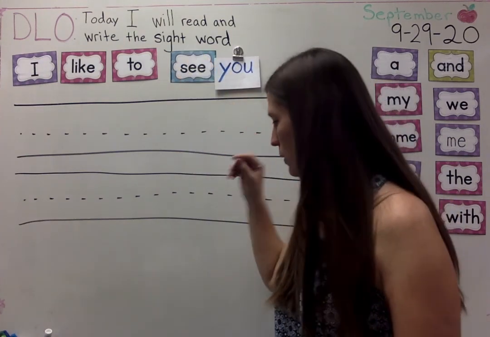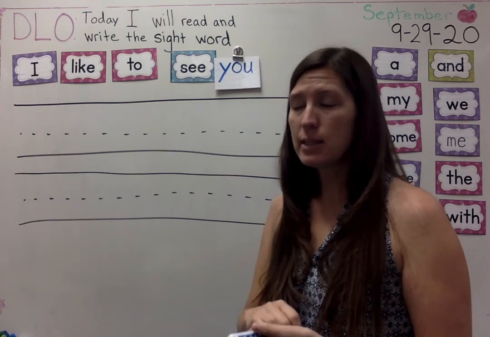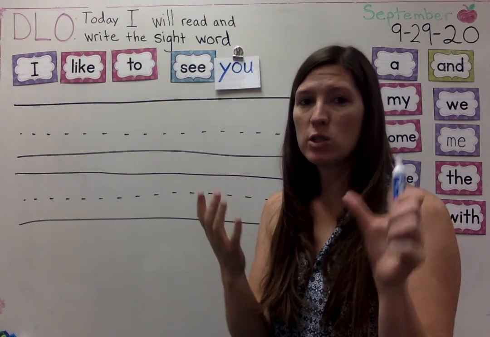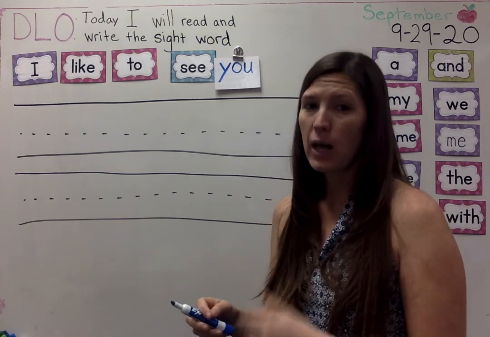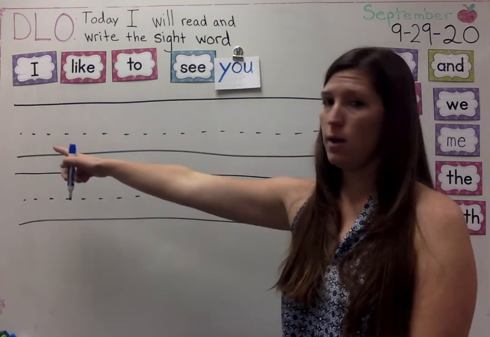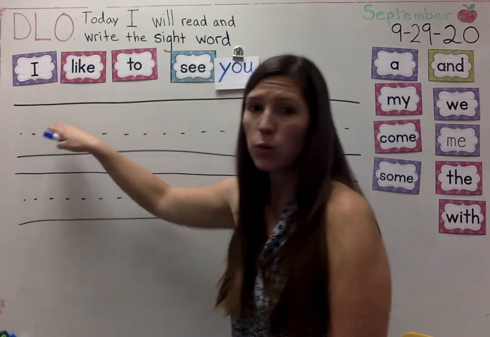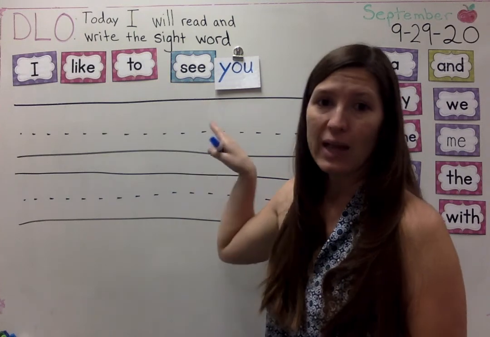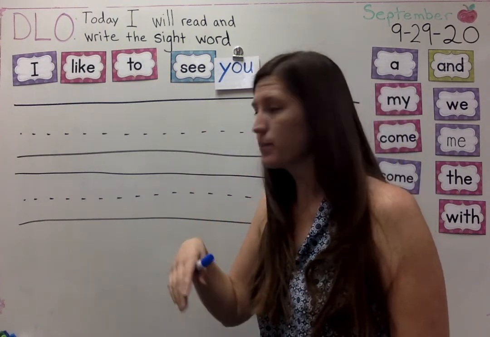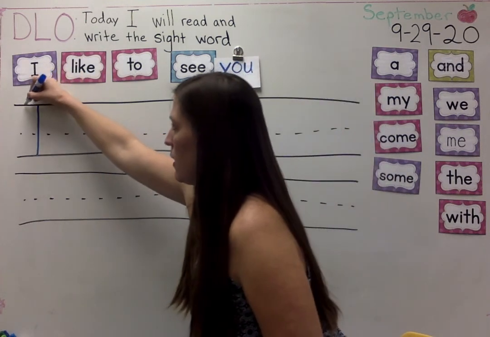Okay, let's write our sentence. I'm going to use blue. Blue seems to be the best. My sentence is, I like to see you smile. So I have six words I need to write. I, how do I spell I? Capital I. Where do I start my sentence? On the left, at the top. I, capital I. And when you're writing your sentences at home, whether you're doing it on your sight word page or in your writing journal, get the flashcards that you made so you can put the words out like this, like I do, so I can reference them and look at them so I can use them.